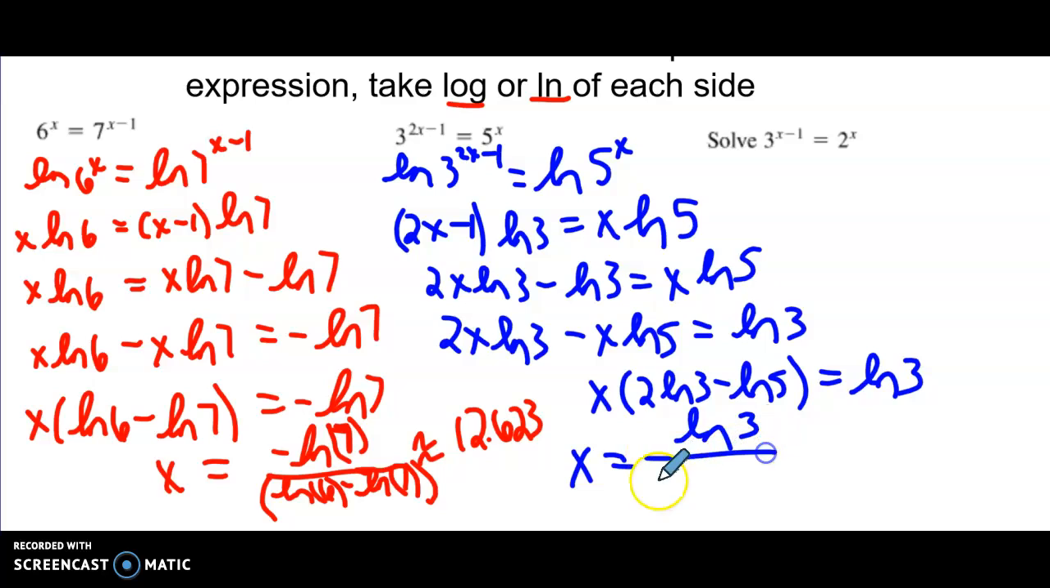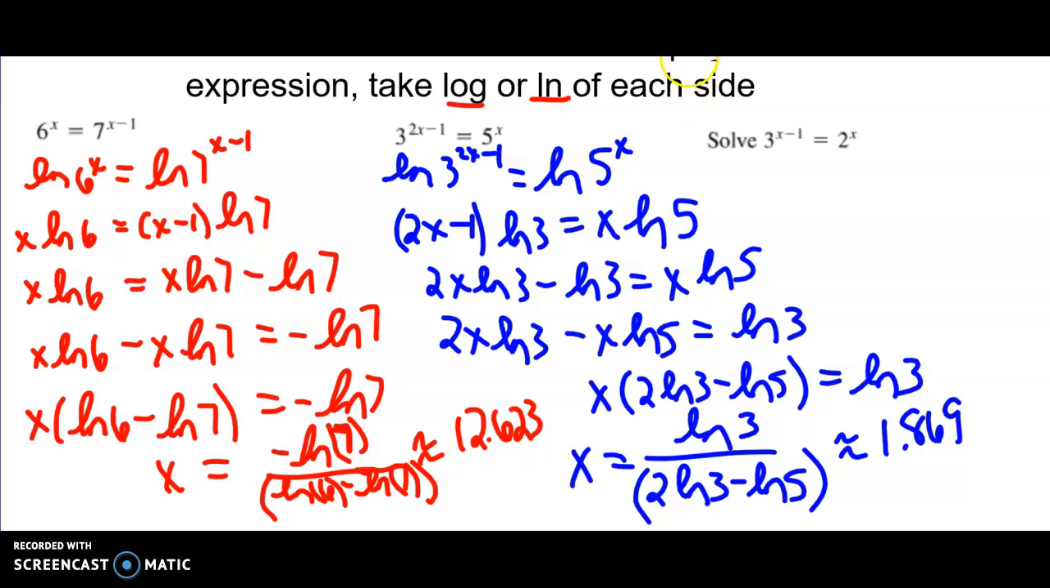So we have natural log of 3 divided by 2 natural log of 3 minus natural log of 5. Okay, and when we do that on the calculator, we get about 1.869 is what we get on the calculator.